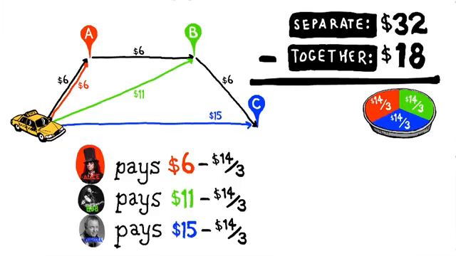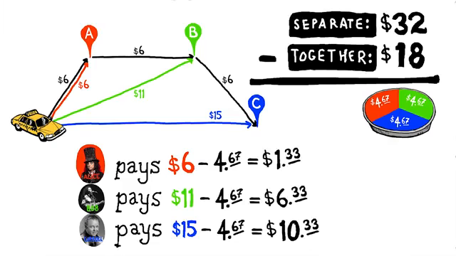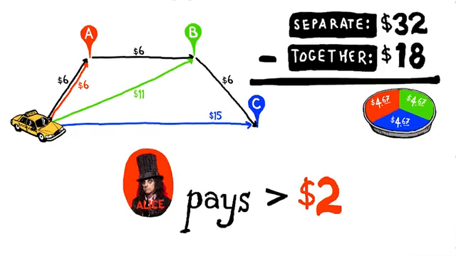Each would save 14 over 3, or $4.67. I think that's simple, but simply wrong. In this case, Alice would save $4.67, so he would only pay $1.33, which is less than $2. But I think Alice should be paying something more than $2. $2 is what Alice owes if the three of them split the first leg of the trip evenly.